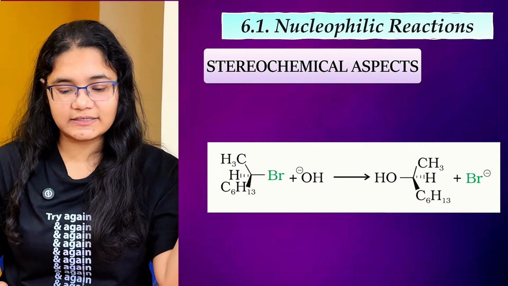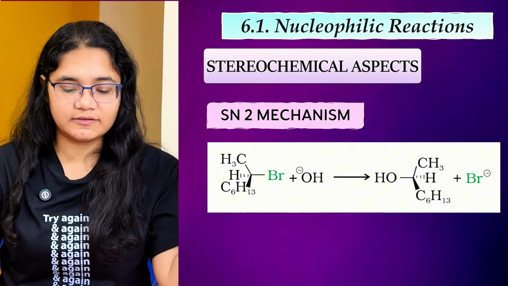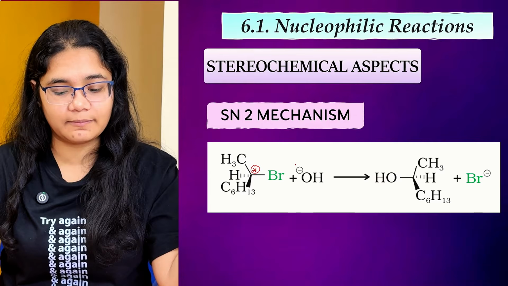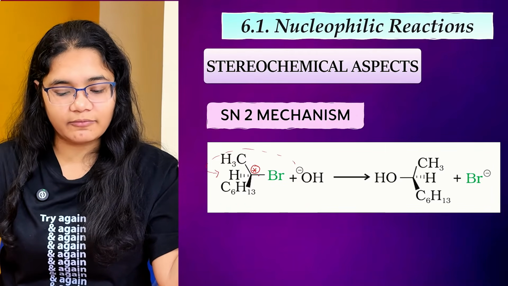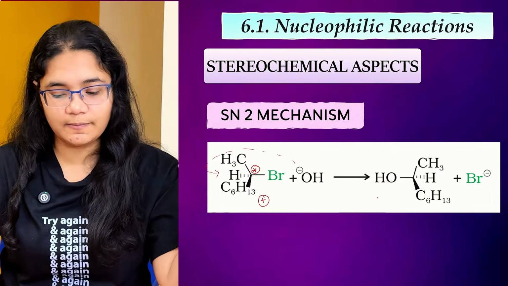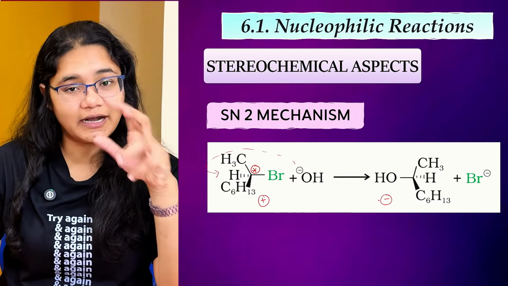Now let's move to the SN2 mechanism and stereochemical aspects there. Now see, if you see this particular compound, this is also a chiral carbon, and in SN2 what happens, the OH minus always attacks from the backside, right? So what will happen, if suppose this compound was positive, or if it was clockwise rotation, the product here will always be levorotatory. It will be inverted configuration.